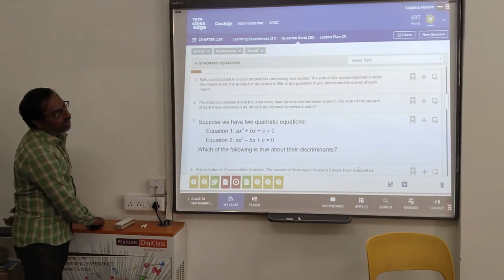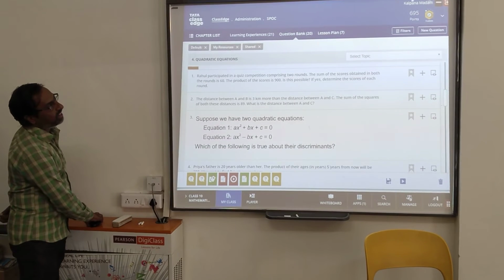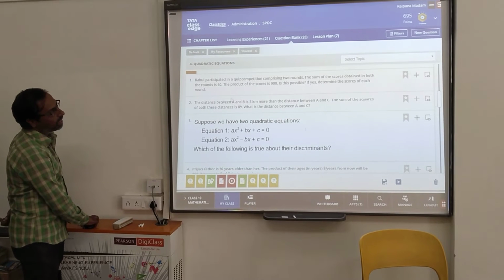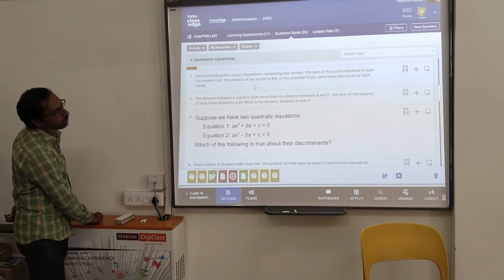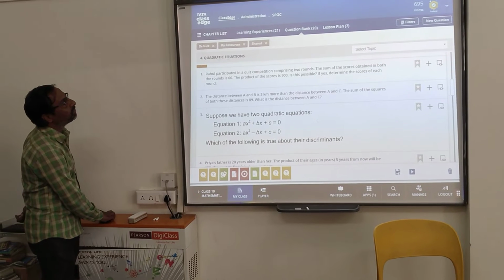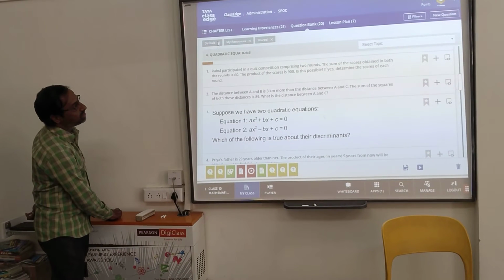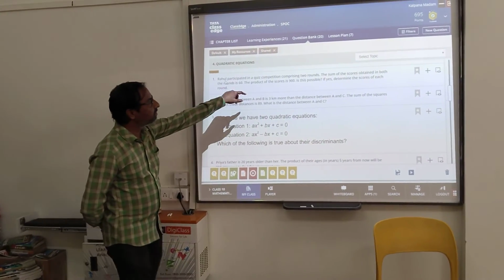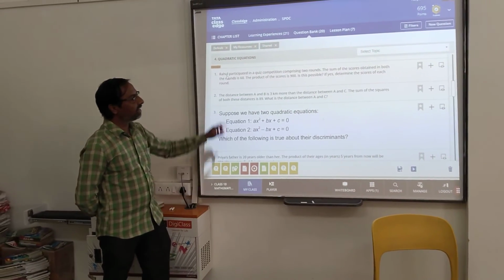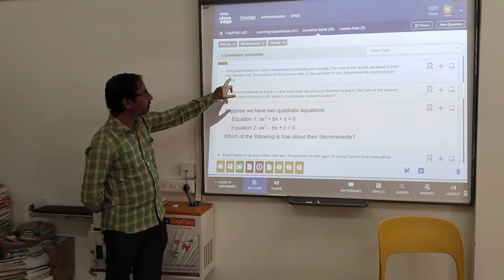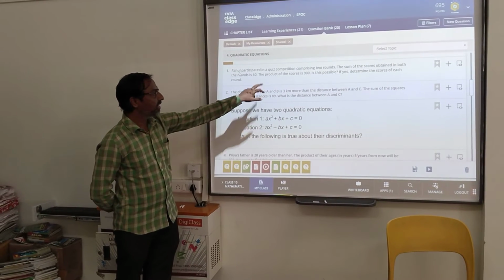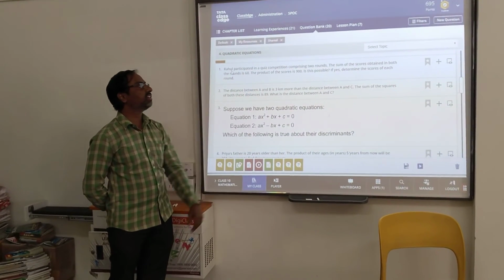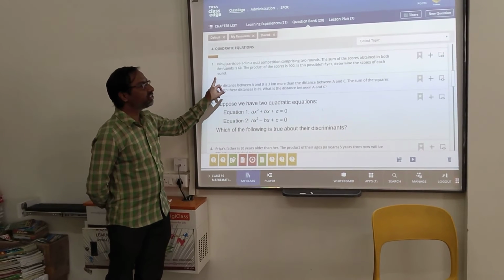Okay students, now we have got some question bank here in the DataClass app. So many questions we can get here, and I select one verbal problem from this question bank. Here is one question. Rahul participated in a quiz competition. It consists of 2 rounds, and the sum of the scores obtained in both the rounds is 60. The product of the scores is 900. Is this possible? If yes, determine the scores of each round.